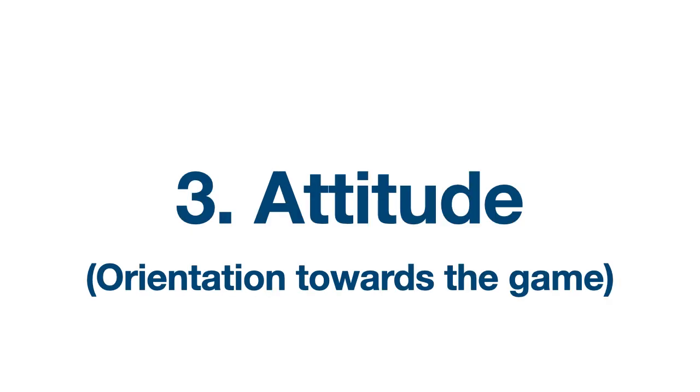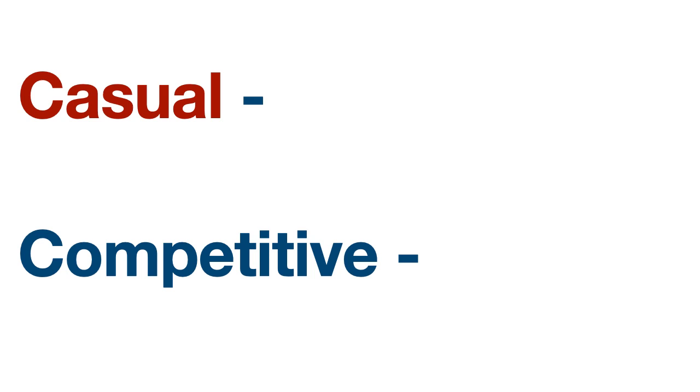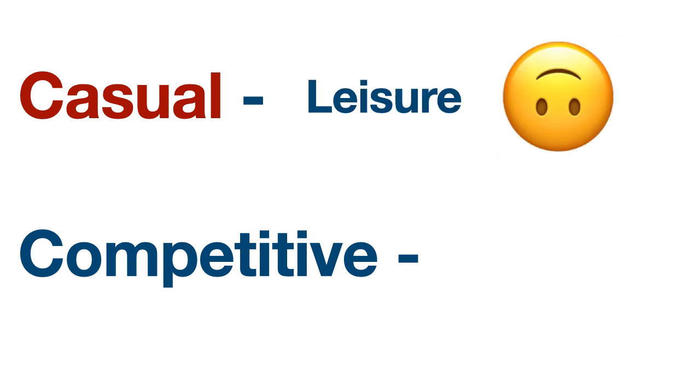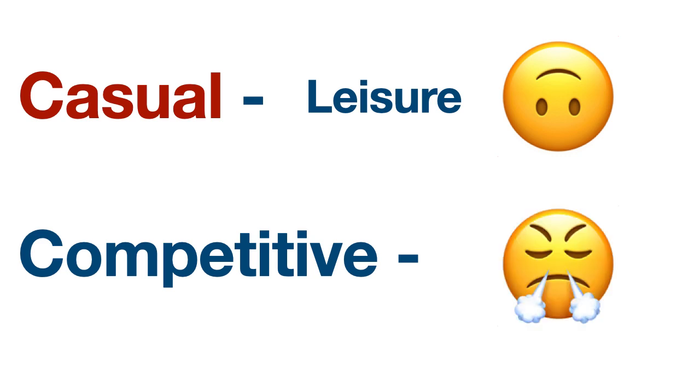Next is attitude, or your orientation towards the game. There are 2 main categories, casual and competitive. Casual players typically play for leisure, whereas competitive players want to win. They often enter regionals and vie for championship points. It's more complicated than that, but you get the gist of it.